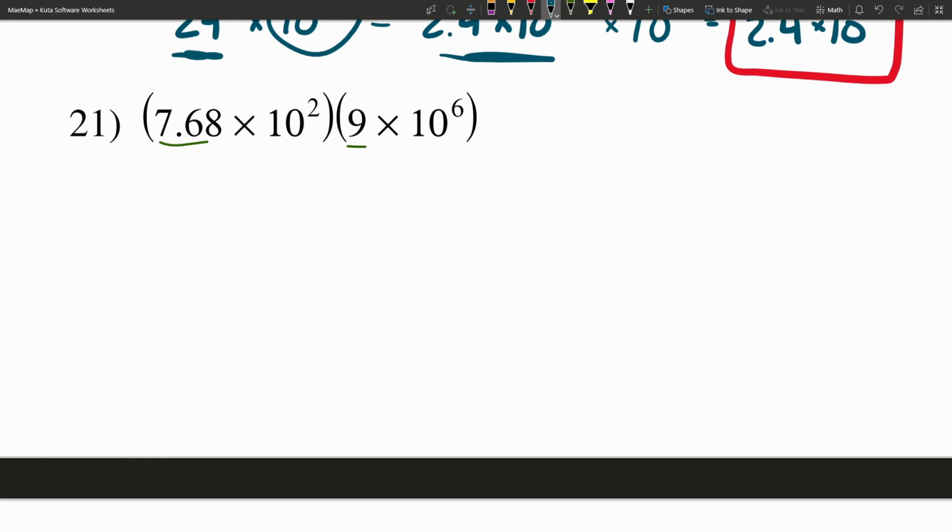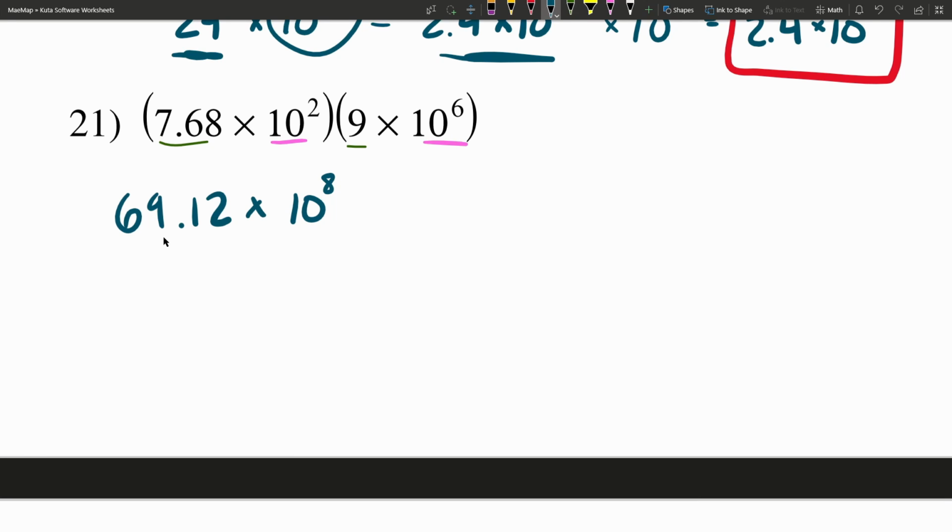For number 21, let's start by multiplying our 7.68 with 9. 7.68 times 9 is going to give us 69.12. So 69 and 12 hundredths. And that's multiplied by 10 squared times 10 to the 6th. So combining those together, that's 10 to the 2 plus 6. 10 to the 2 plus 6 is 10 to the 8th.